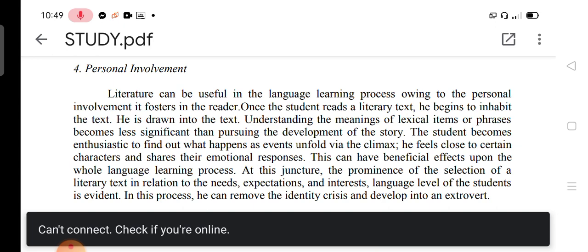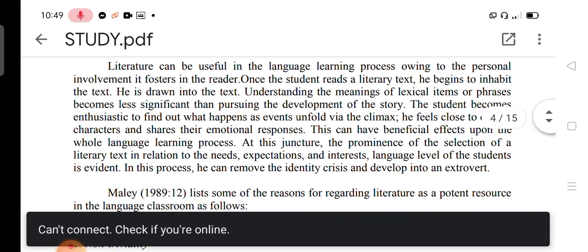Understanding the meanings of lexical items or phrases becomes less significant than pursuing the development of the story. So this time, we're not just on the definition of the terms used, but the students are really into the story, into how the story is being developed, what will happen next, and that happens during the unfolding of the climax. And then he is thinking maybe this will happen, maybe that will happen. So he feels close to certain characters, and they share their emotional responses also.